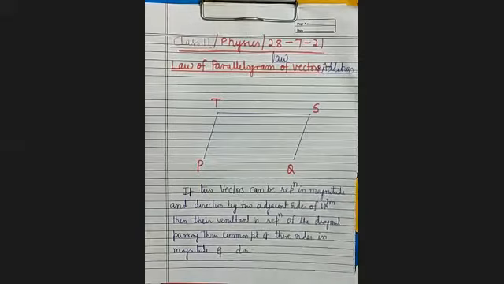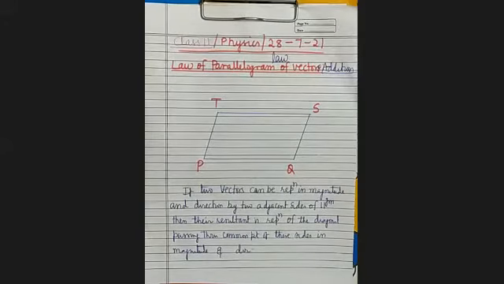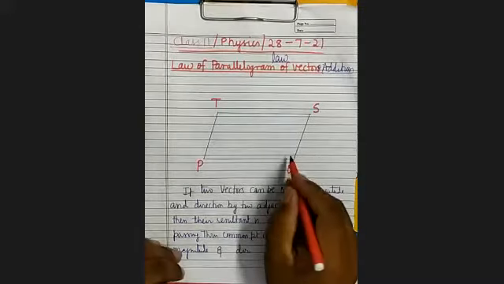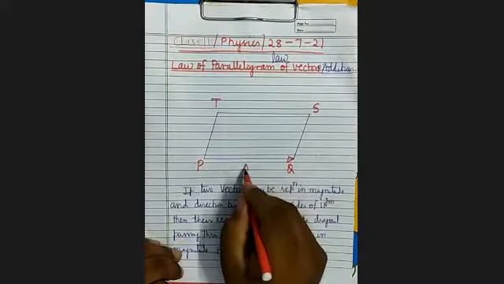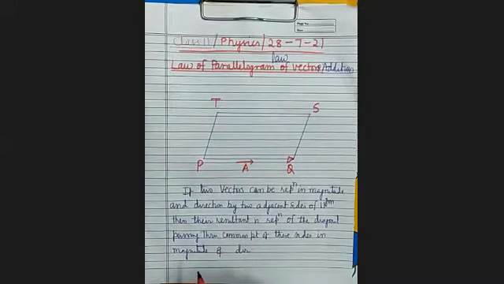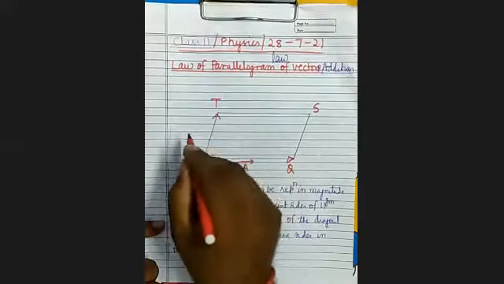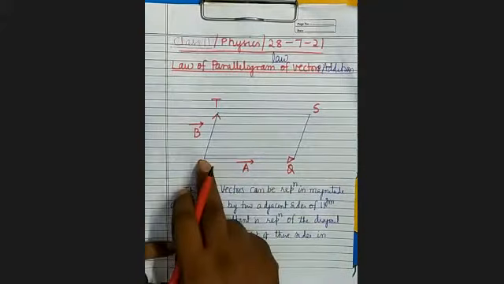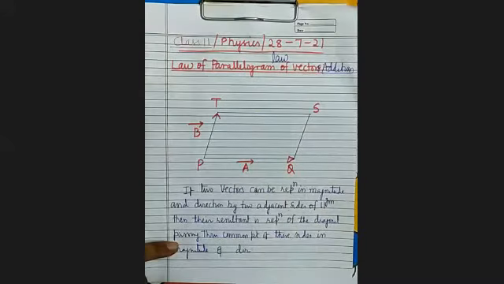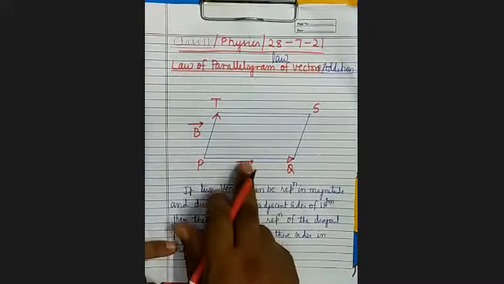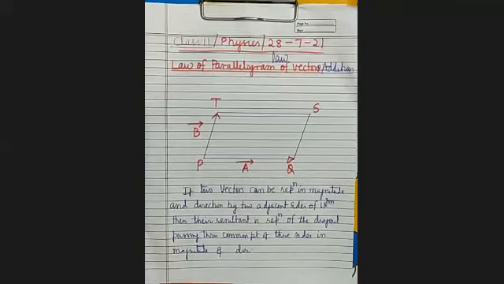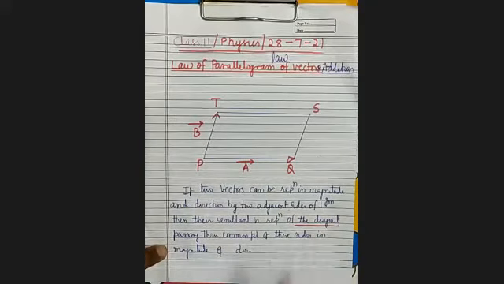Now you can see here, PQ is representing, suppose, vector A in magnitude and direction, and PT is representing vector B in magnitude and direction. These two sides of the parallelogram, PQ and PT, are representing vector A and vector B. What will be their resultant? Their resultant will be represented by the diagonal.